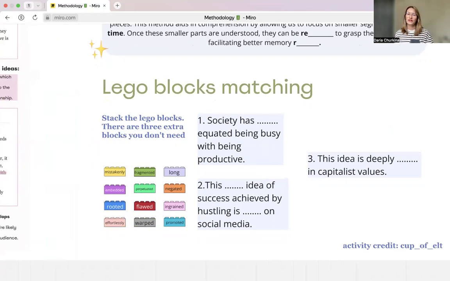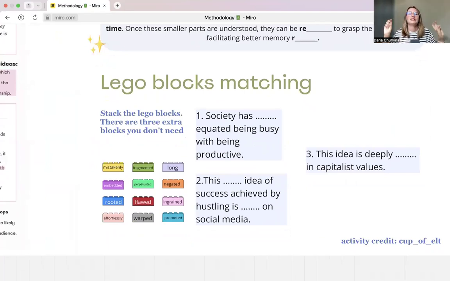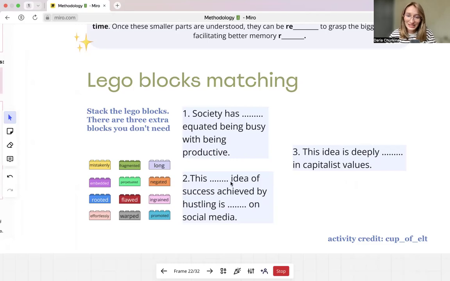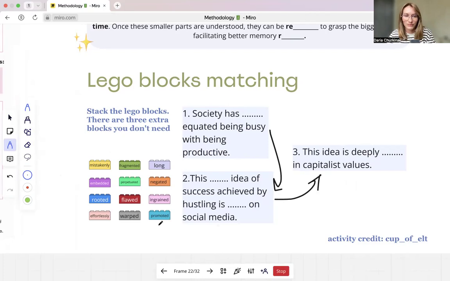And another one, which I think also suits the category of a linguistic guess, is Lego blocks matching. I'm just in love with this activity. The credit goes to Yulia Kumichova. And this is awesome. So we read certain paragraphs, certain sentences, and this is actually one paragraph. You see, one second, let me just show you. So this is a part of a bigger paragraph.